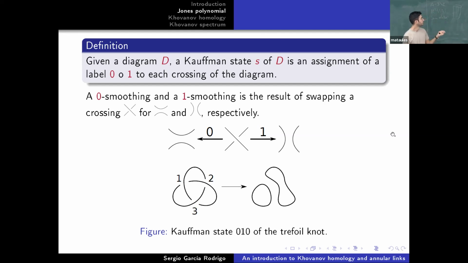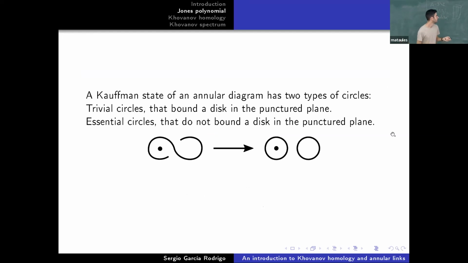Okay, and why is this useful? Well, it's important to note that when we talk about annular links, we will have both trivial and essential circles. For example, this smoothing right here, which is a one smoothing, produces an essential circle and a trivial one.